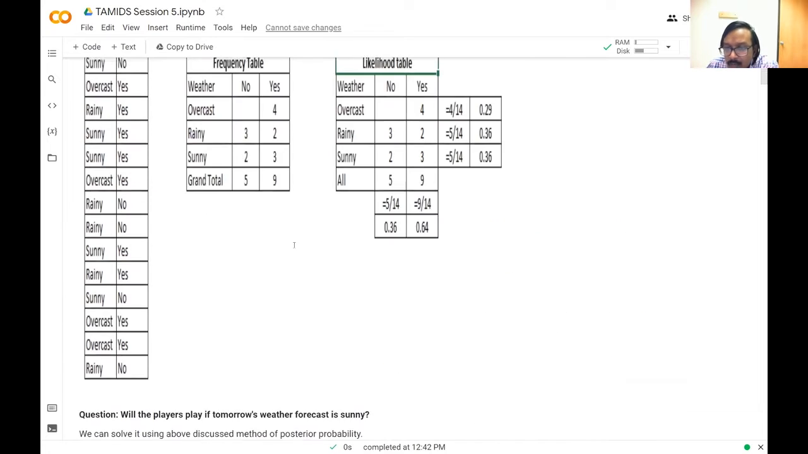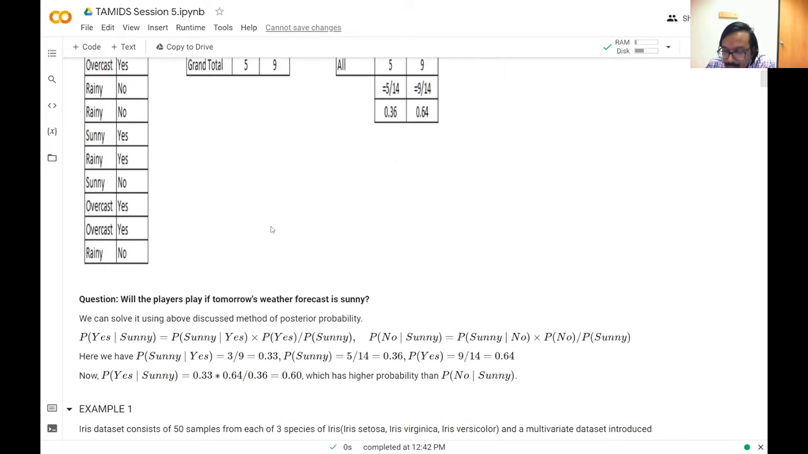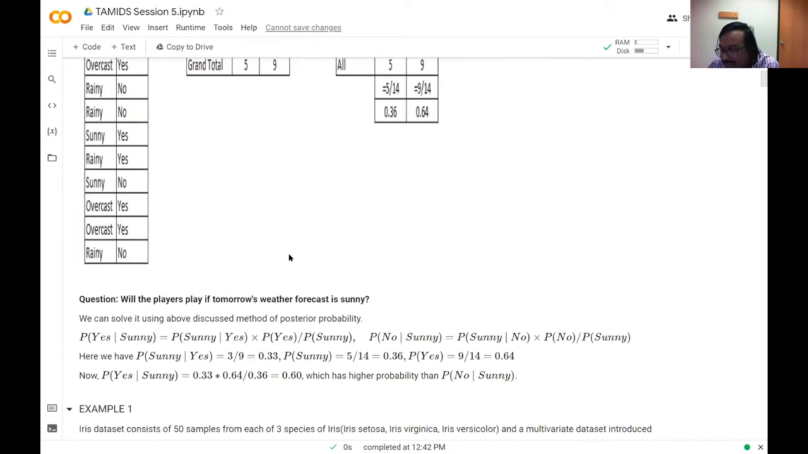Probability of sunny. Now, probability of sunny is 5 out of 14 because out of these 14 days, 5 of the days were sunny. And next, probability of yes. Well, 9 out of the 14 days were the days where the players decided to play. So the probability of yes is 9 out of 14, which is 0.64.